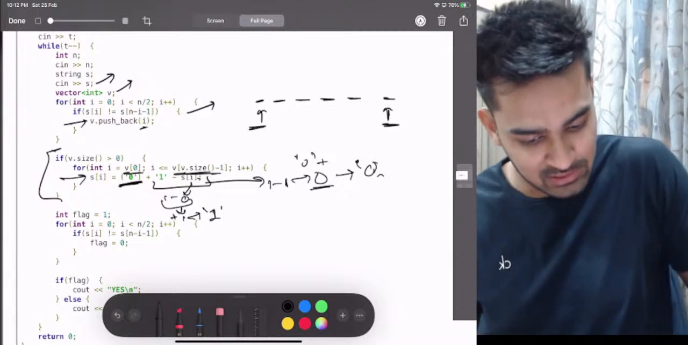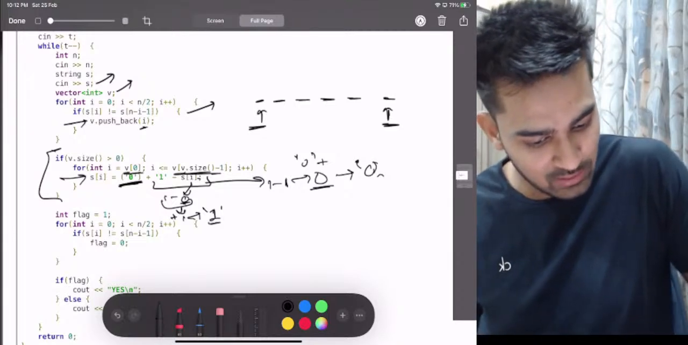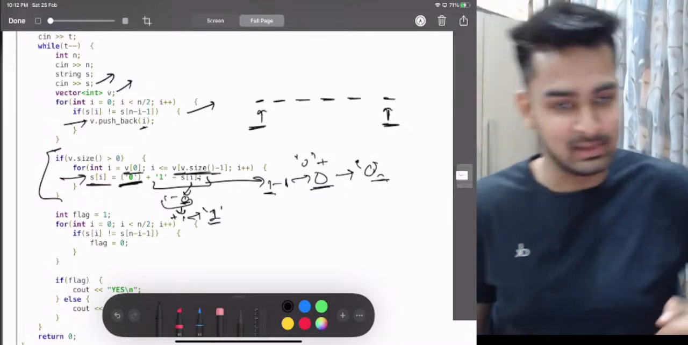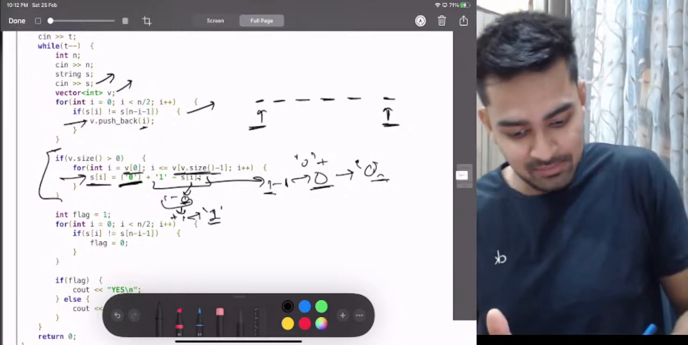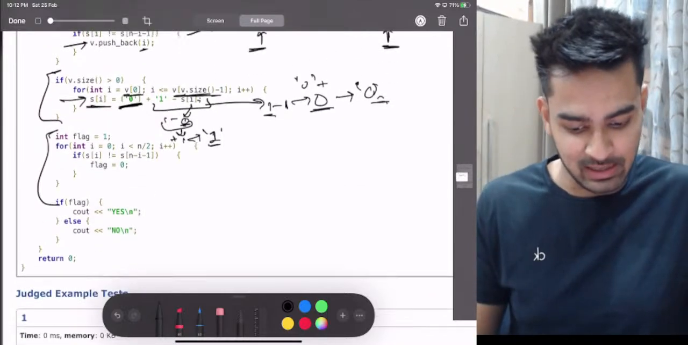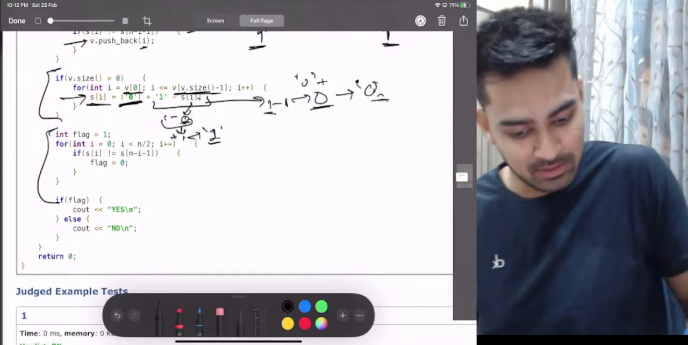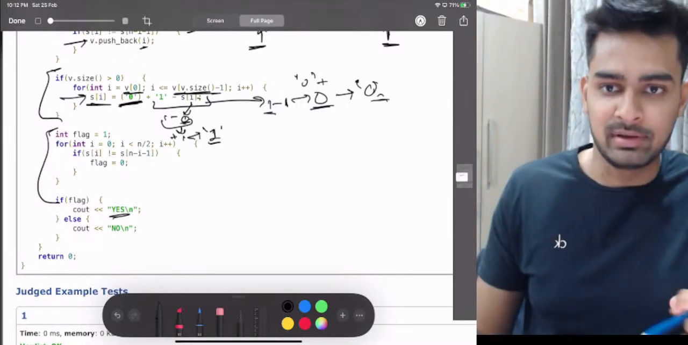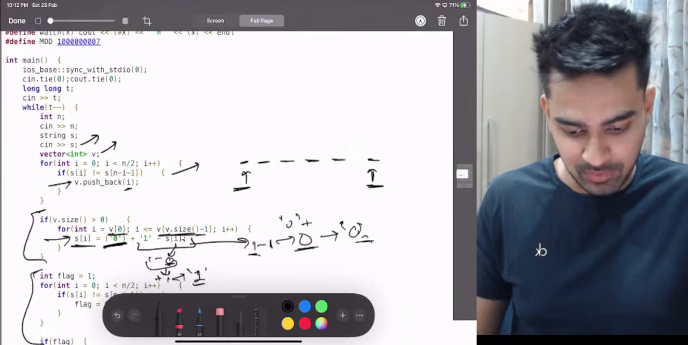Okay, so if it was 0, then it turned to 1. If it was 1, then it turned to 0. So I'm inversing s_i for that subarray, and then I'm just checking again if this array is a palindrome or not. If it is a palindrome now, then I print yes, otherwise no. That's it. So that was all you had to do for problem B.